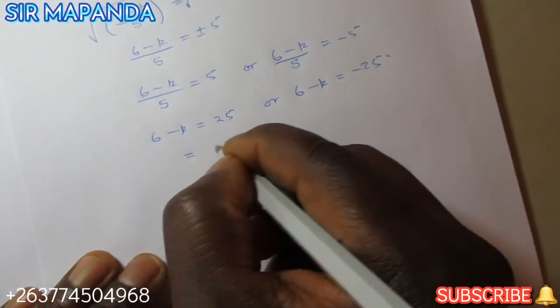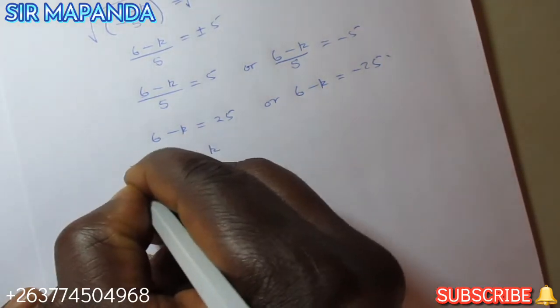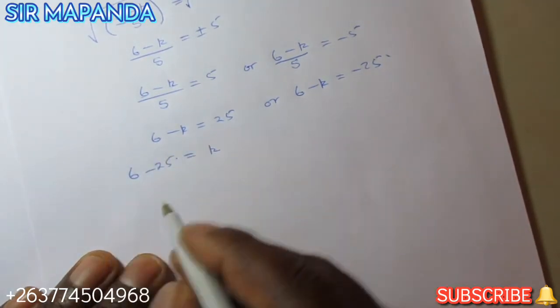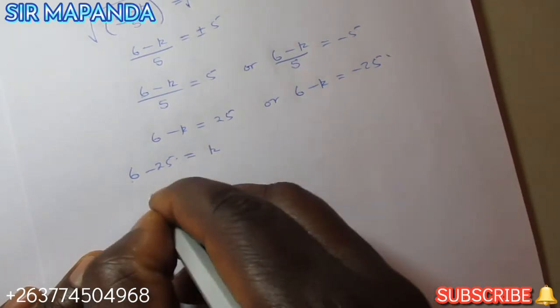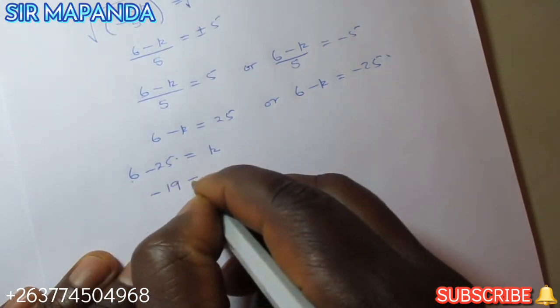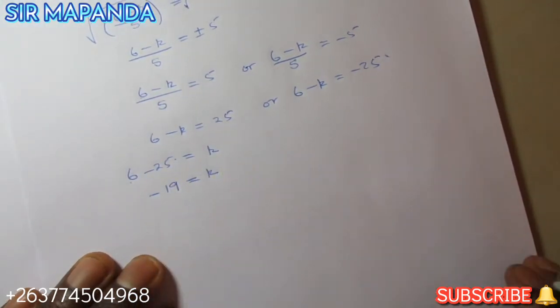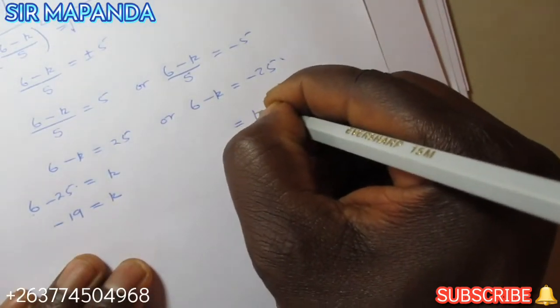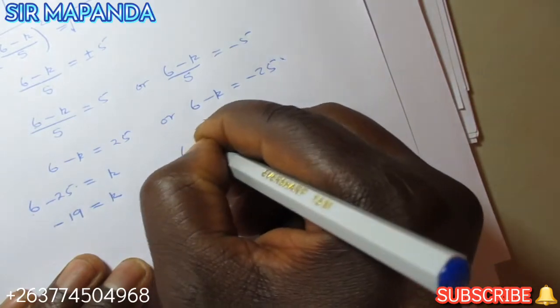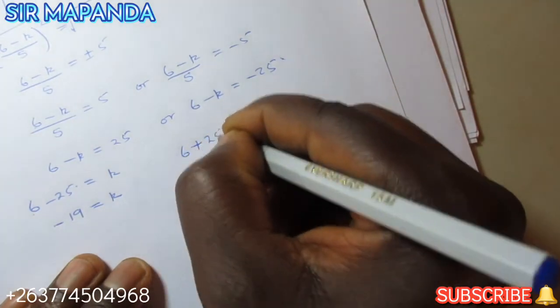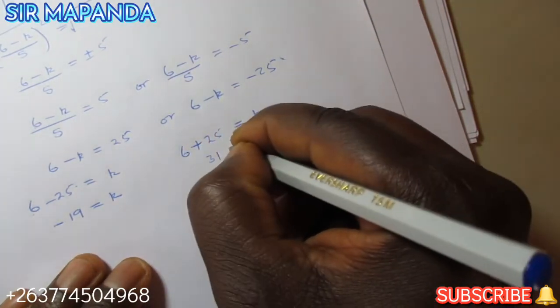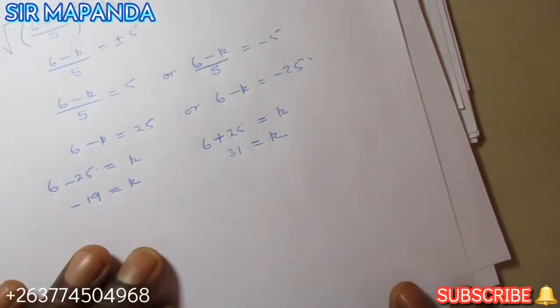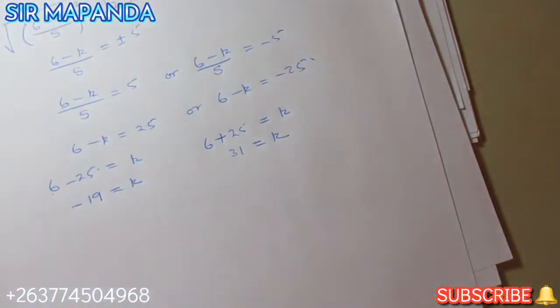So we can move k to the right side and 25 to the left. You get 6 minus 25, which is minus 19, is equals to k, right? Then if you move k to the right again and move minus 25 to the left, you get plus 25, giving you 31 is equals to k. So the possible values of k are 31 and minus 19. Then you are home and dry. You get yourself the 7 marks.